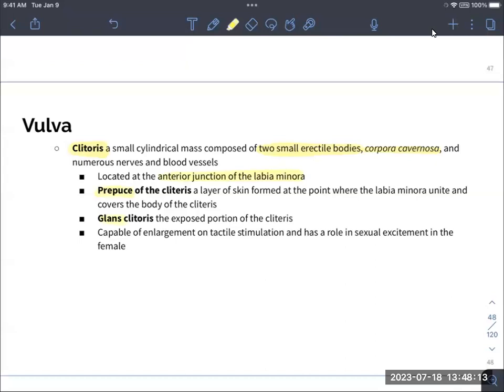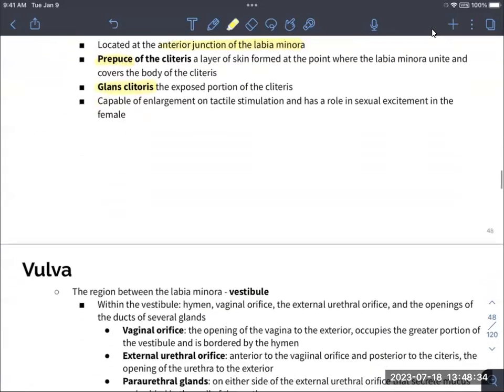The part that we can see is known as the glans clitoris. The clitoris is capable of enlarging and becoming erect. It has that erectile tissue. So during sexual excitement in a female, that clitoris can become erect itself.